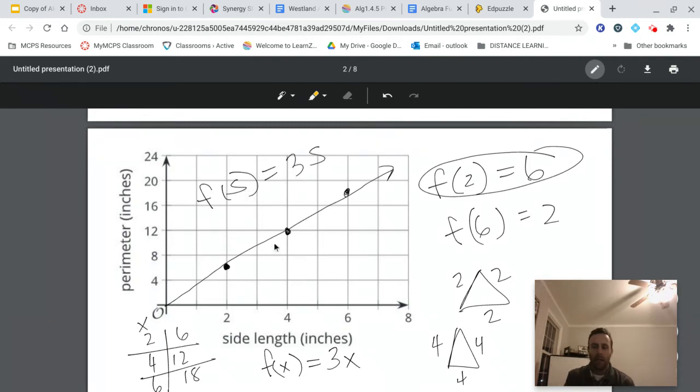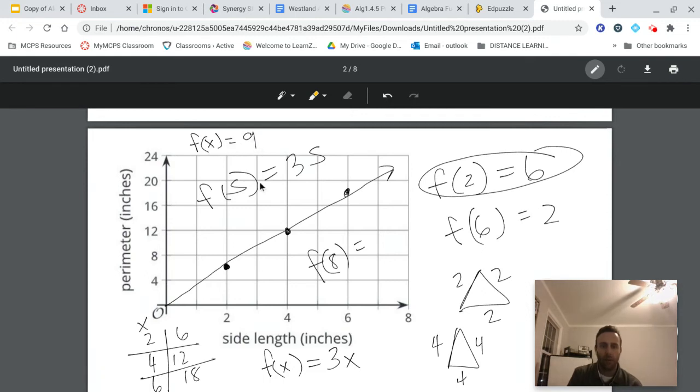Okay? Now, a couple questions that we could ask you. For example, we could say, what's f of 8? Well, you'd have to go over to 8 and go up to whatever the answer would be, which would be 24.